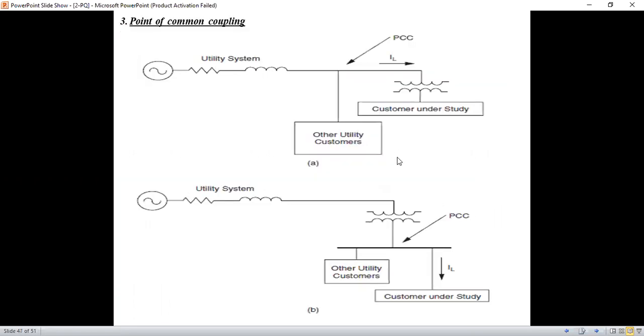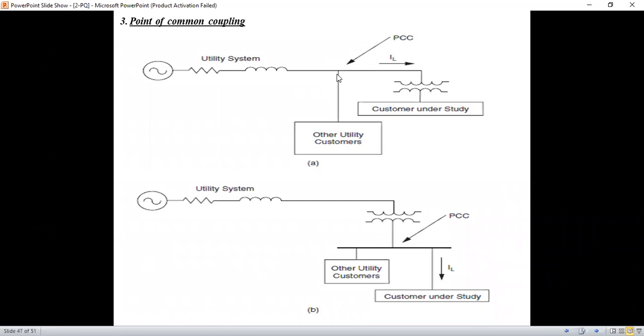Look at this diagram here. See here, customer under study here now. We are the end users here. And here other utility customers are there, and some utility system is there. So here the utility is there, here customers are there. At this point, that is called the common coupling point. This is the common coupling point here now. Any distortions that occur, we are going to evaluate at this point only.